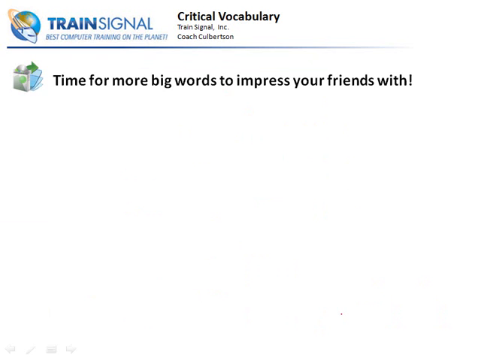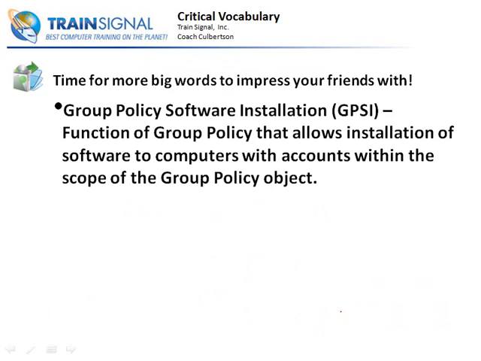Let's talk a little bit about the big words that we covered in this particular video. First of all, group policy software installation. Sometimes, by the way, you might hear someone call this GPSI. Remember, it's just a function of group policy that allows you to install software to computers with accounts within the scope of the group policy object. Now, what do we mean by within the scope? Well, we're talking about what user or computer accounts are affected by the group policy depending upon where it's linked. We linked our group policy object at the NY computers level, and it just filtered down through inheritance to all of our other machines in our network.